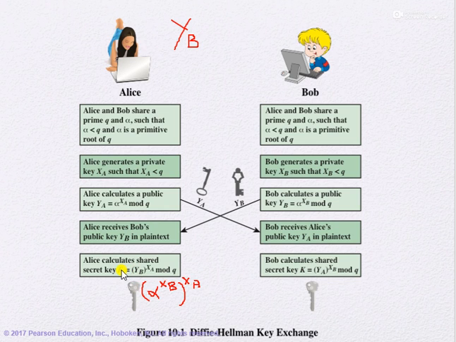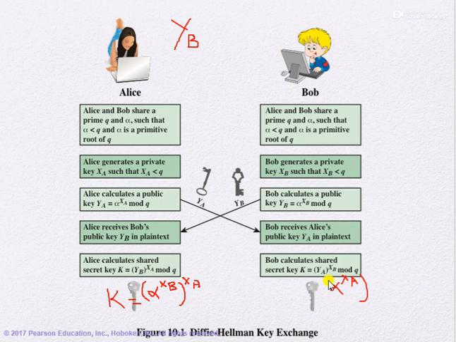How can this K be the same as the one that Bob calculates? You know, YB is equal to what? Alpha raised to the power XB. So K is alpha raised to the power XB, raised to the power XA. So our key here is equal to this value. This is what Alice calculates, the shared secret. And this is the same as what Bob calculates. If you look, what is YA? YA is alpha raised to the power XA.